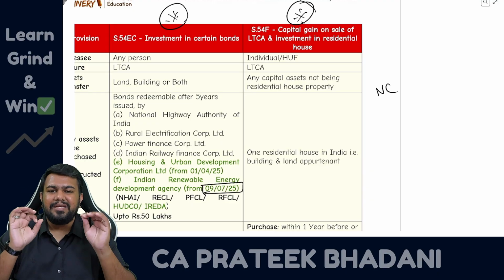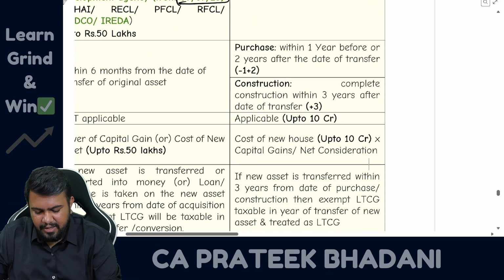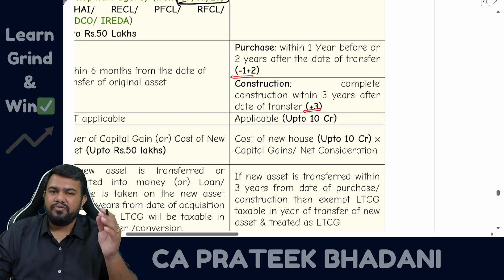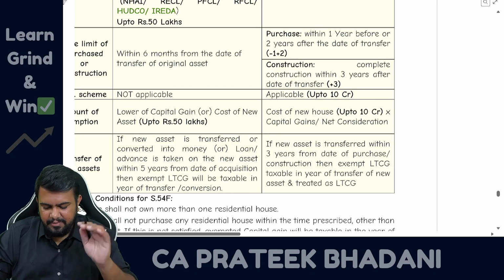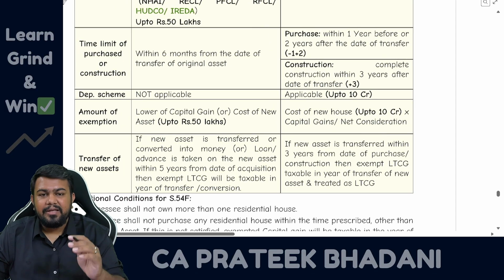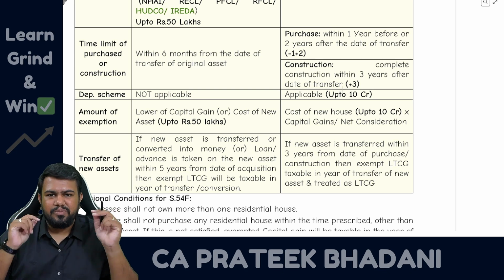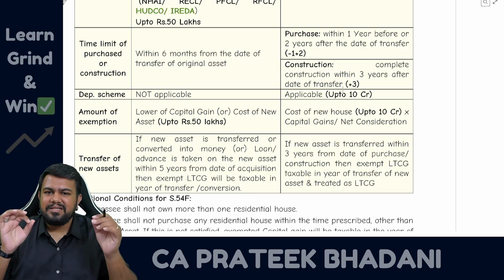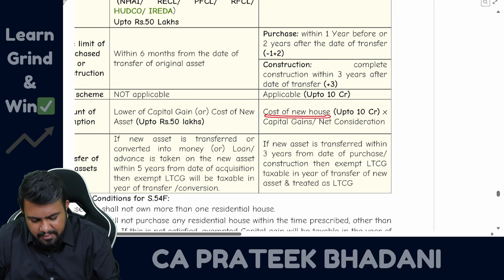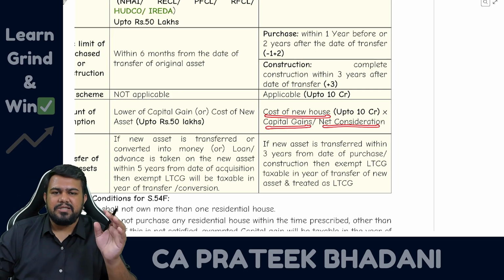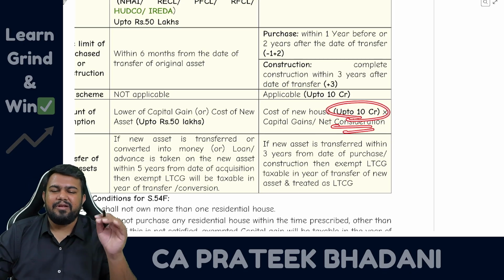Net consideration should be invested in the new asset. So here, what is the time limit to invest in the new asset? Here also -1 +2 +3. So -1 +2 for purchase, +3 for construction. Here also maximum up to 10 crores only exemption can be claimed. For the amount of exemption, you have to do a proportionate calculation. In all the other places you have seen that only capital gain should be invested. But here what should be invested? Net consideration should be invested. That is why the proportionate exemption will be cost of new house multiplied by capital gain divided by net consideration, up to 10 crores will be exempt.